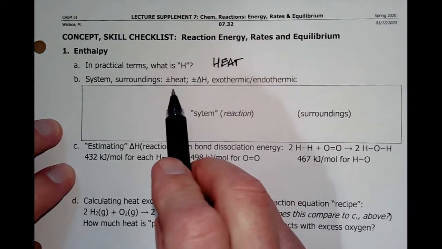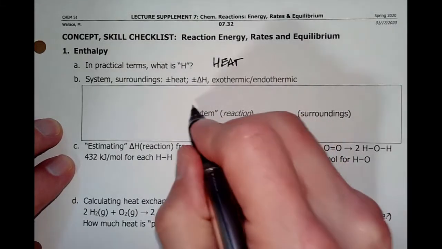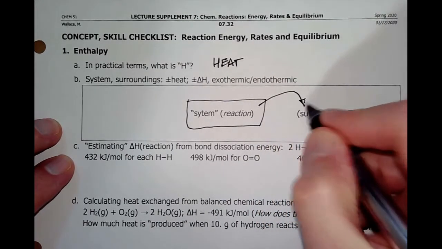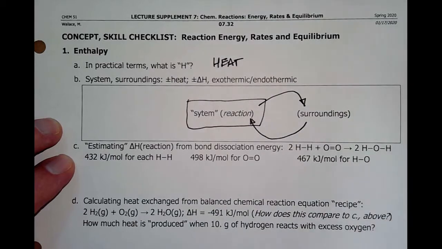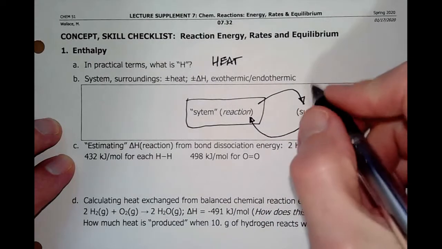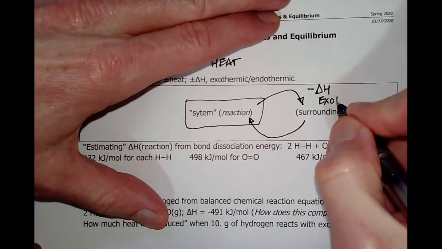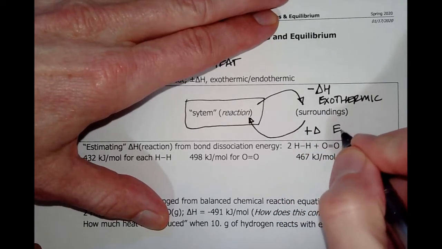The other thing is we have this plus or minus heat, plus or minus enthalpy, exothermic, endothermic. So if I think of a system as being like some kind of container that has a reaction going on, and the surroundings, of course, is everything that surrounds it, and I can think of heat going out to the surroundings, or the reaction, the system drawing heat from the surroundings. Surroundings get warmer, surroundings get cooler. Well, this is negative delta H. That's exothermic. This is a positive delta H, endothermic.